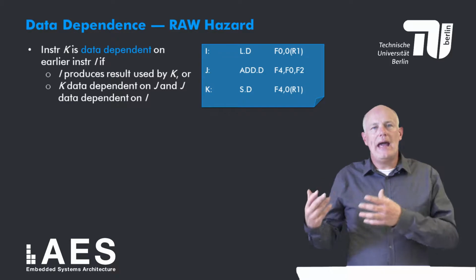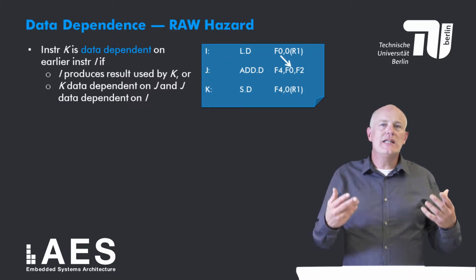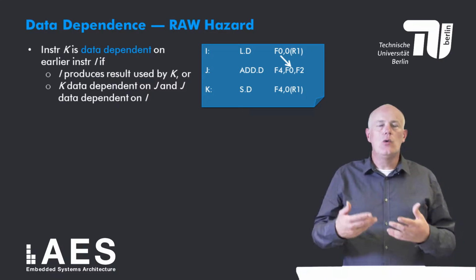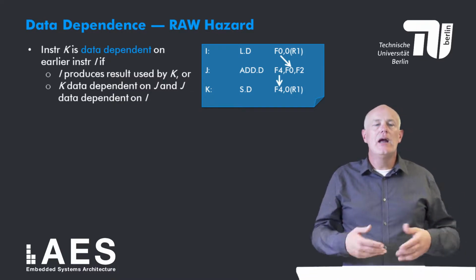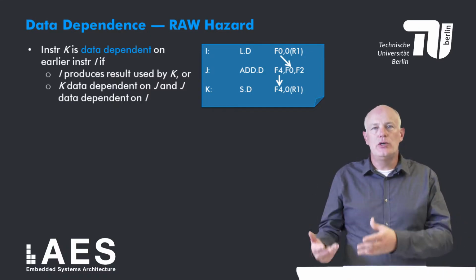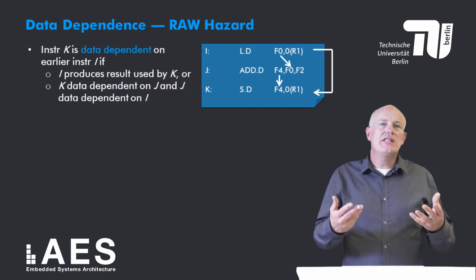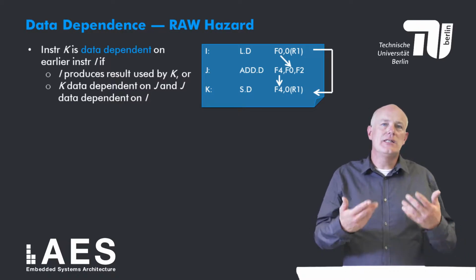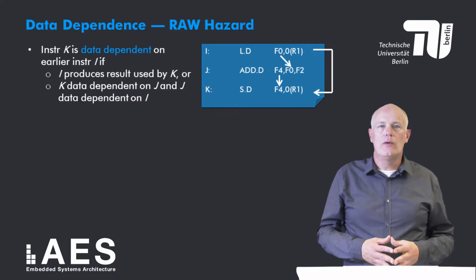Load double to F0, add double F4, F0, F2 and then store F4. In this example, the add double is data dependent on the load double, since the load loads F0, which is used by the add double. Similarly, the store is data dependent on the add double, since the add double produces F4 and the store stores F4. By the second rule, the store is also data dependent on the load, since the store is data dependent on the add double, which in turn is data dependent on the load.